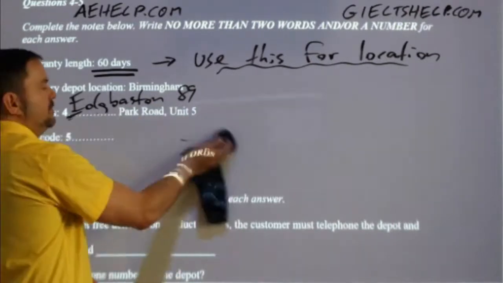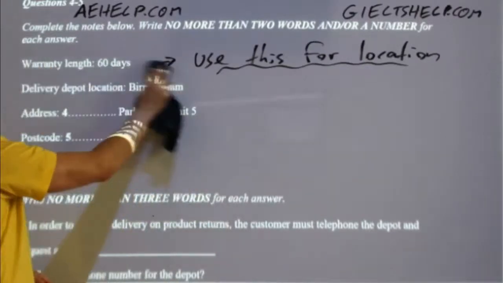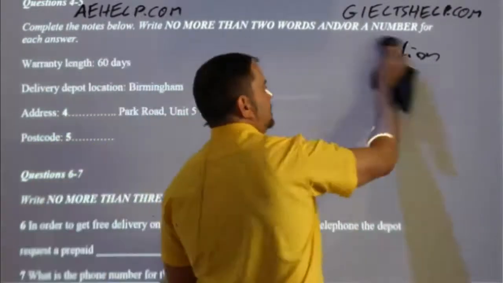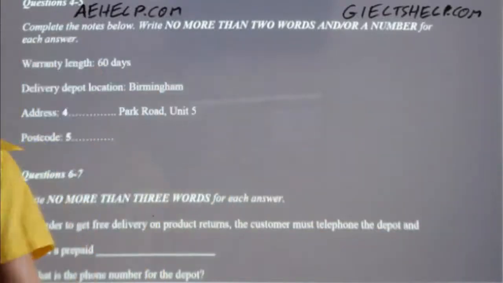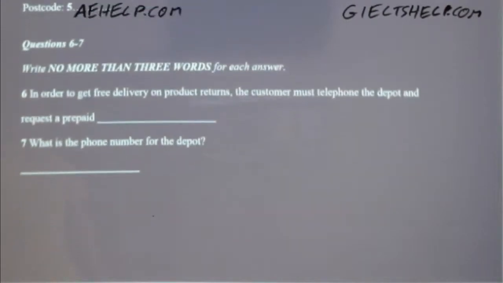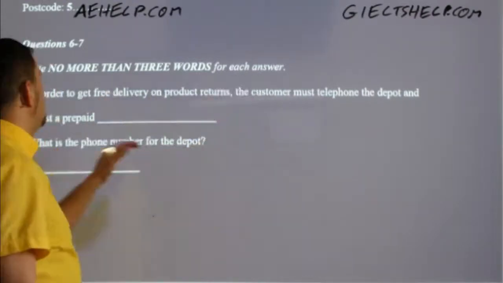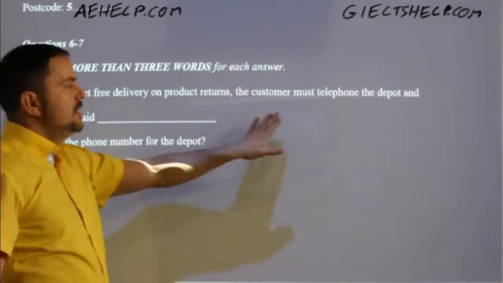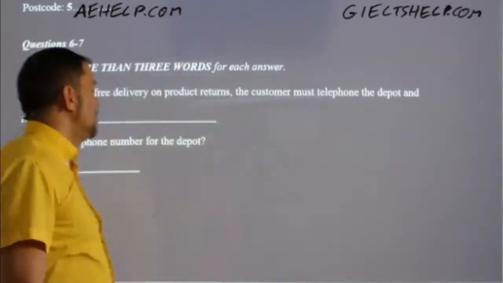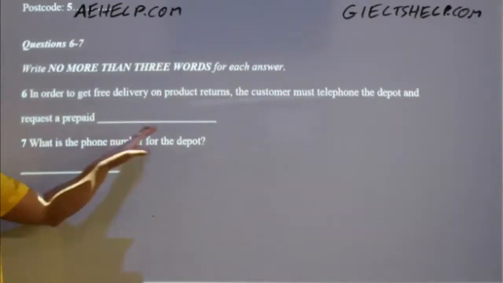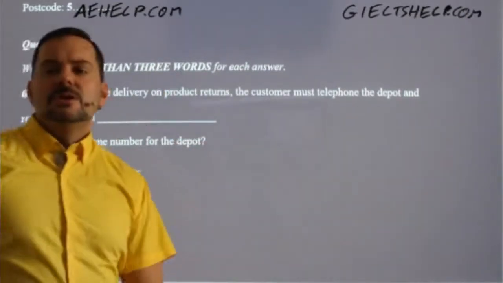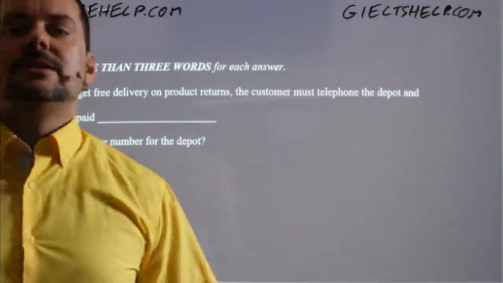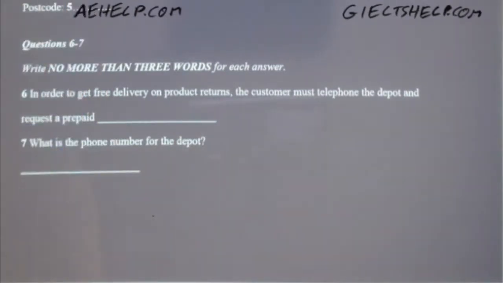Then you had a little bit of a break to review questions 6 to 10. Again, use that time wisely. Okay. Number 6 and 7 were fill in the blanks. Write no more than 3 words for each answer. Number 6, in order to get free delivery on product returns, the customer must telephone the depot and request a prepaid something. Okay, so what must the customer request?